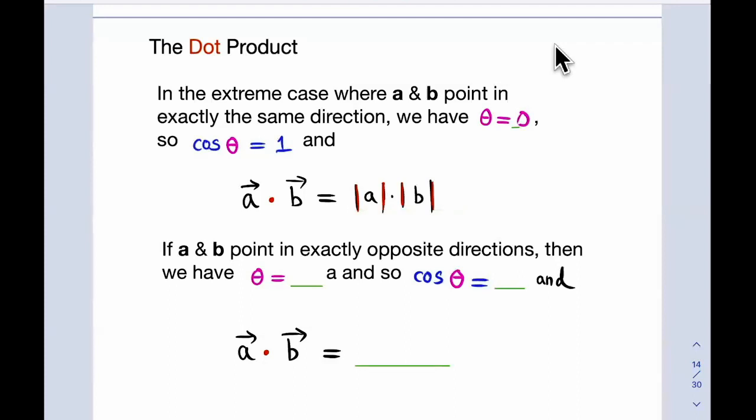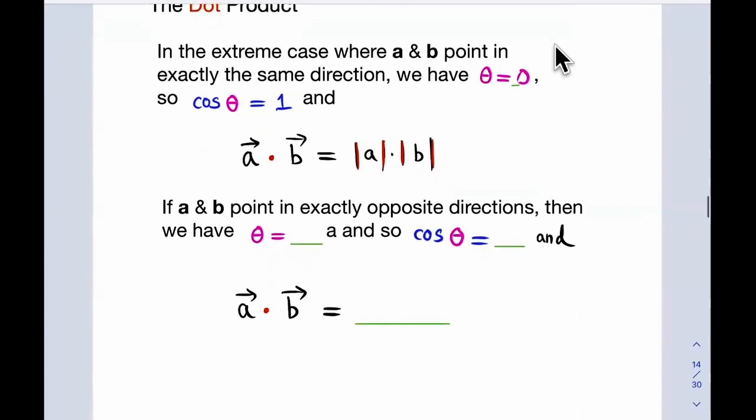Good. What about if they point in exactly opposite directions? So what will be theta? Pi, right? Yes, that will be pi. And cosine pi is -1. So this will be the opposite of the product of the two magnitudes. Okay, so those are the extreme cases: same direction, and opposite direction.